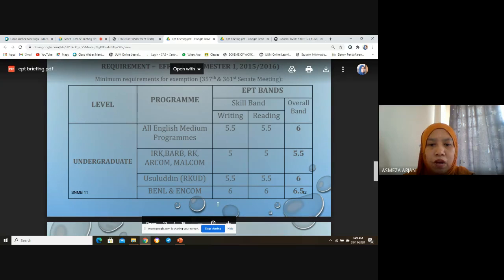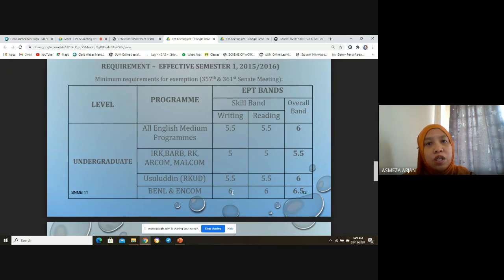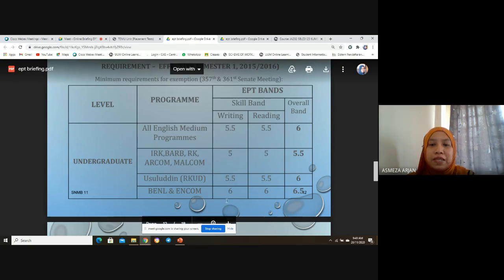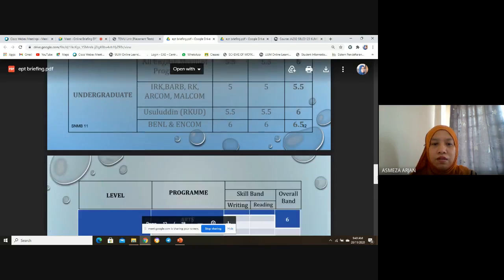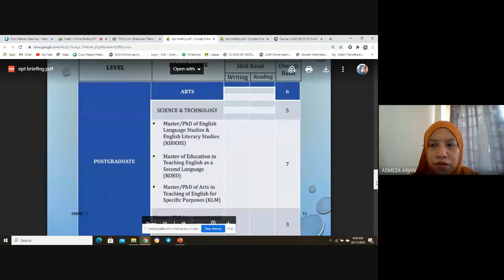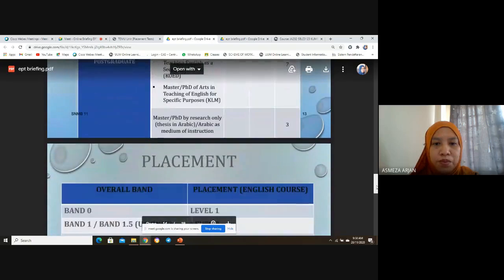Okay, so for banner and NCOM, definitely you are going to do English throughout your studies, so you must get a higher band. Meaning the minimum band for each skill would be band 6, and the overall band must be 6.5. Okay, so this is for undergrad. For postgrad, I think all of you are CFS, right? So I don't have to explain the postgrad.